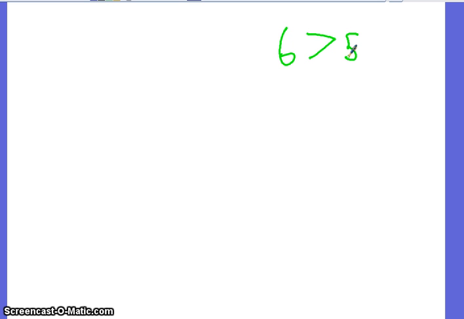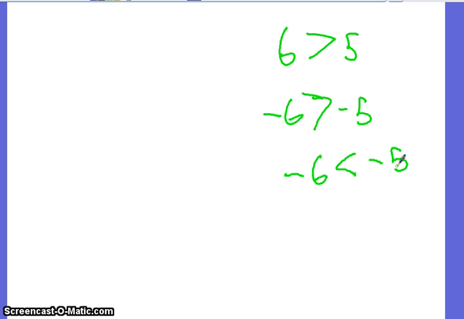Now, I want you to multiply both sides of the inequality by -1. What happens when you do that? You get -6 is greater than -5. But that's wrong. So how do you make it right? What do you have to change? -6 is less than -5. You just change the sign, right?